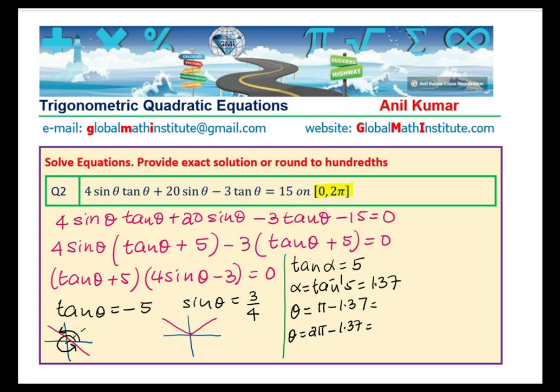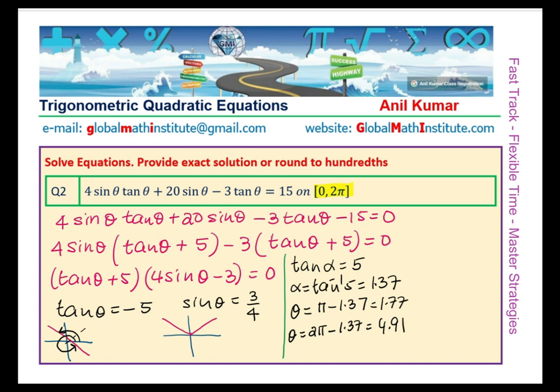Let's see what we get. Pi minus 1.37 gives us the value of 1.77, and then 2 times pi minus 1.37 gives us 4.91. So these are the two answers from the first factor, tan theta plus 5.